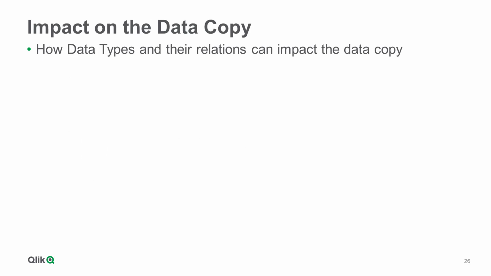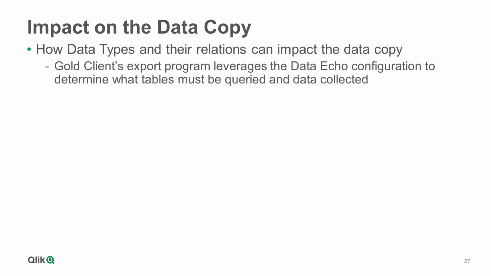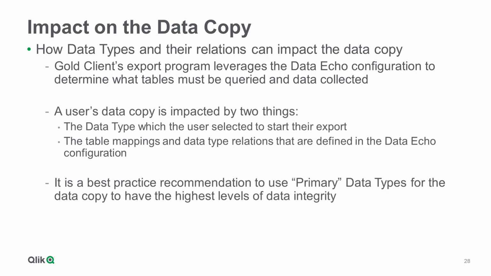So with respect to the content that's been shared during this presentation, the following details provide some important insight on what this means from a data copy perspective. Gold Client's export program utilizes the data echo configuration to determine what tables to query and what data to collect. A user's data copy is impacted by two important items. First, the data type which the user selected to initiate their data export, and second, the various table mappings and data type relations that are defined within the user's data echo configuration. Regarding the first point, Qlik's best practice recommendation of using primary data types should be followed so that the data copy ideally leads to high levels of data integrity.